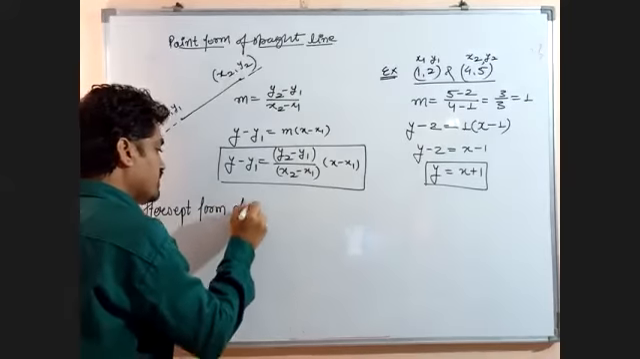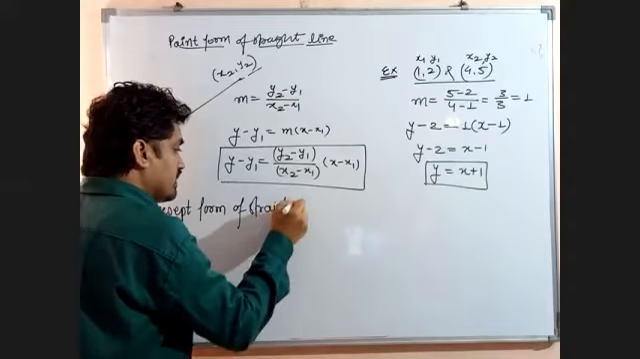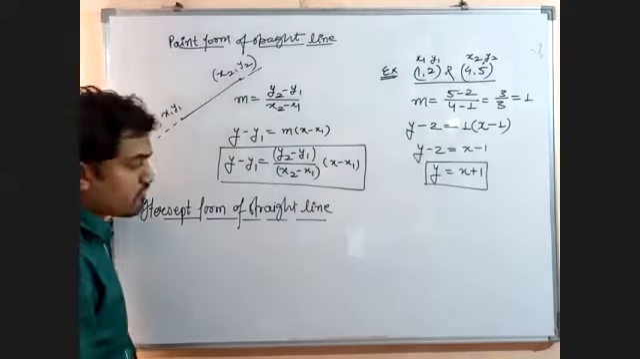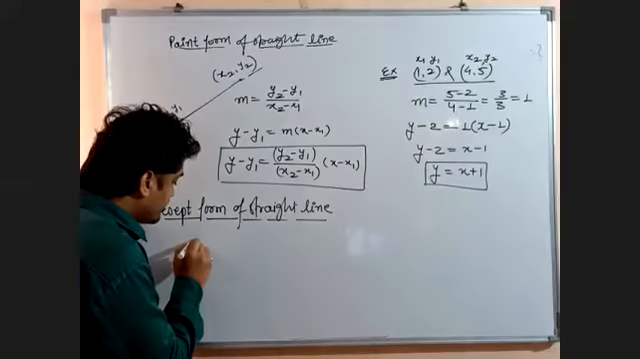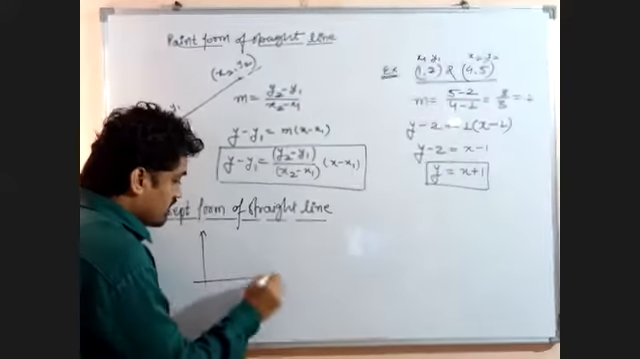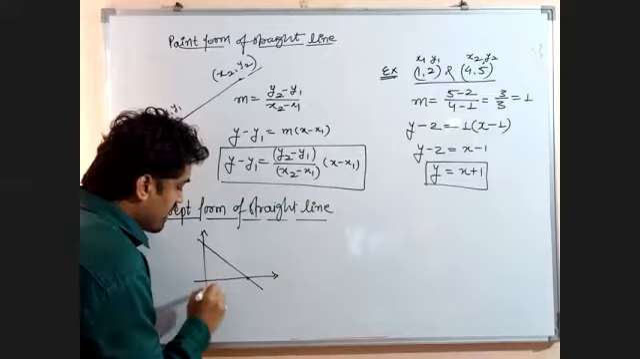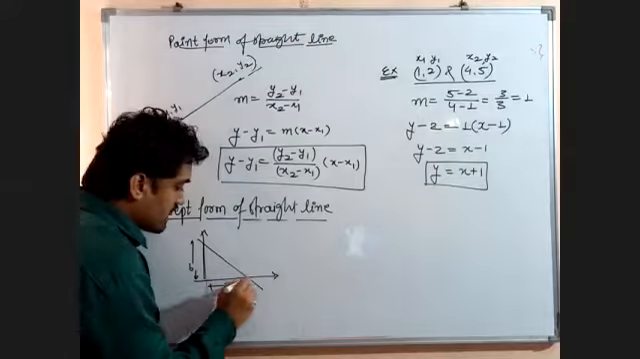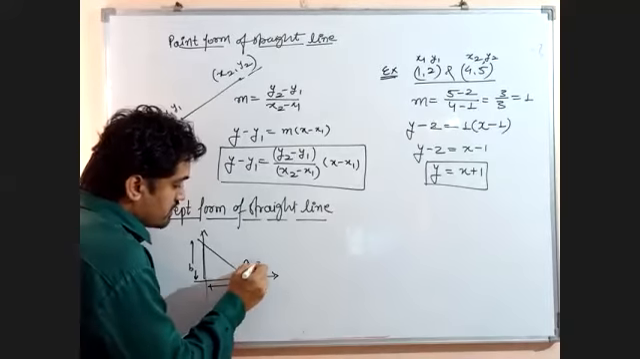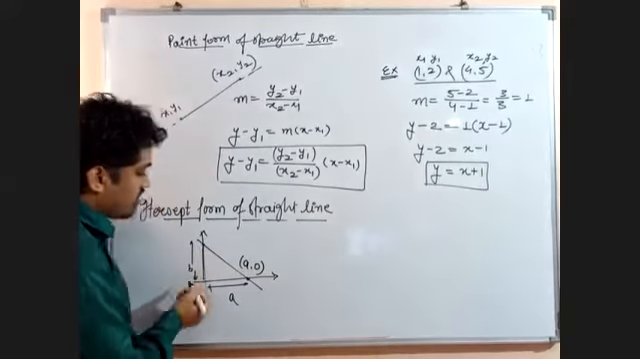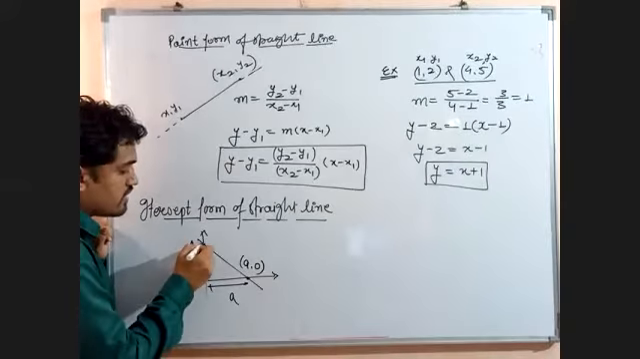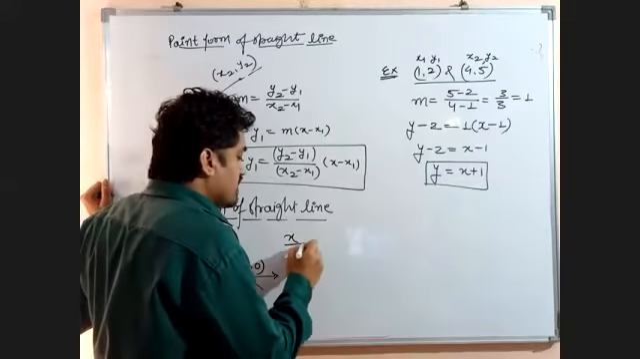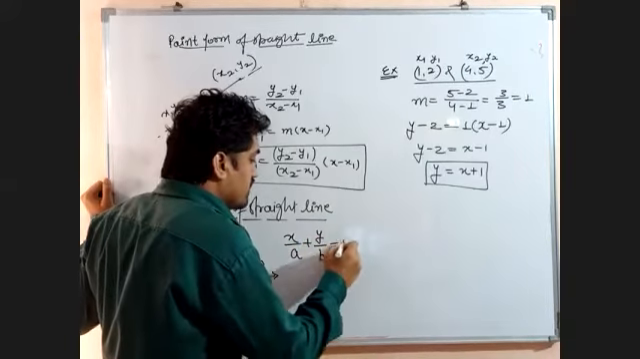Intercept form of a straight line. So what is the intercept form of a straight line? If we know the intercept on the x-axis and y-axis, like a and b, the intercept on the x-axis is a, so this coordinate is (a, 0). And the intercept on the y-axis is b, so the coordinate of this point will be (0, b). So the equation is x/a + y/b = 1.